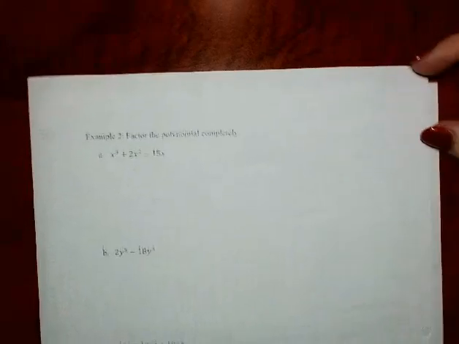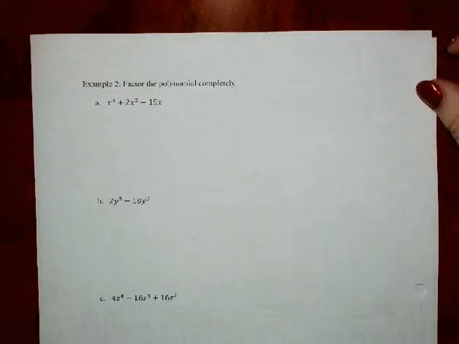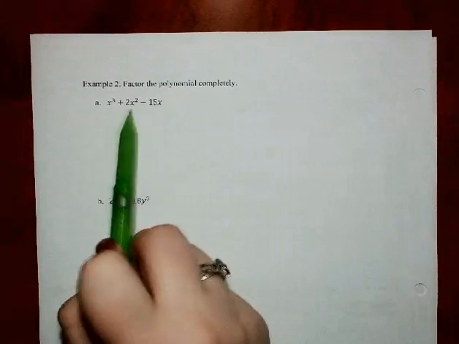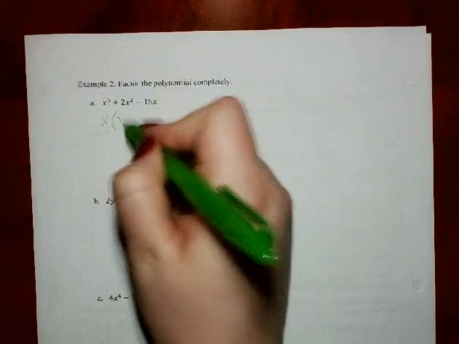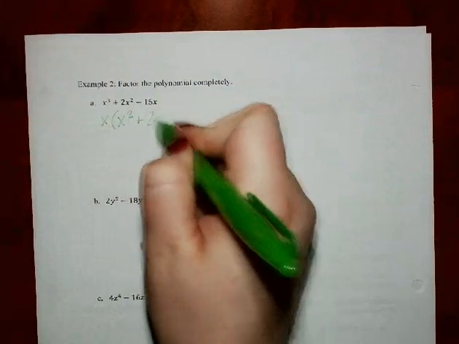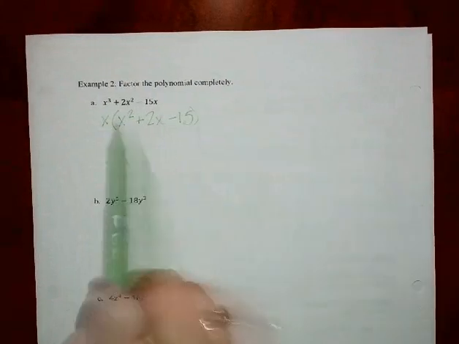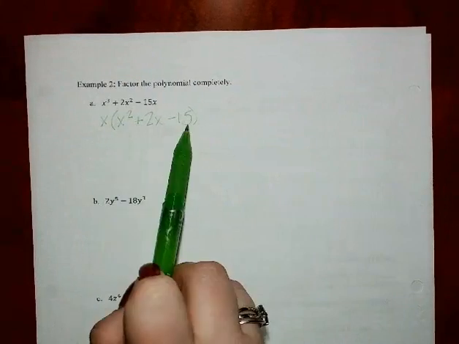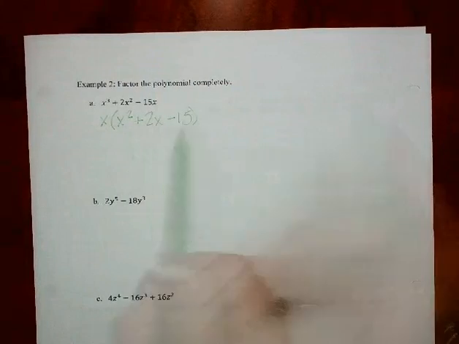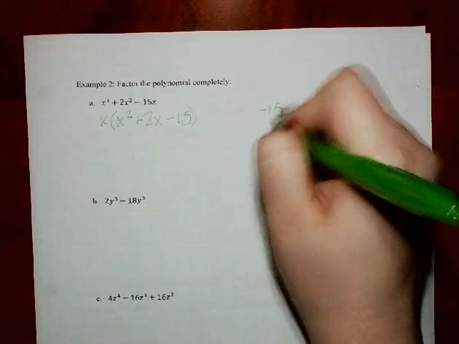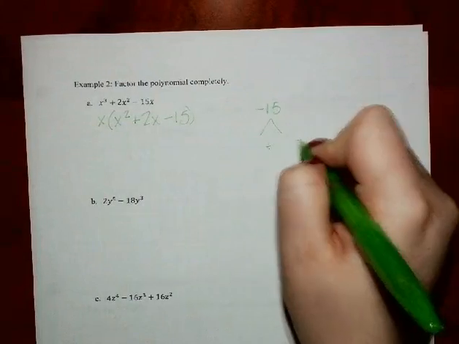So now, factor the polynomial completely. So our first step whenever we factor is to look and see if we have a common factor. Each of these terms has an x in it, so we're going to factor out the x first. And we're left with x squared plus 2x minus 15. Now we look and see if we can factor what's left in here. So we have to remember back to chapter 4 when we factored, and remember that we need to take the factors of negative 15 that add to 2.